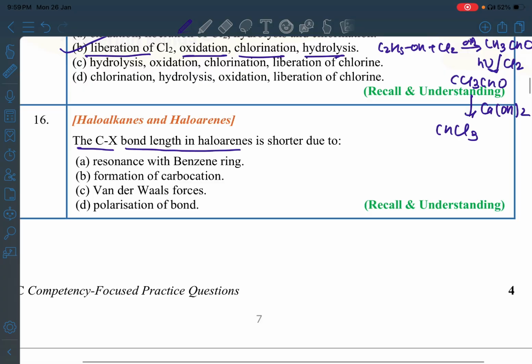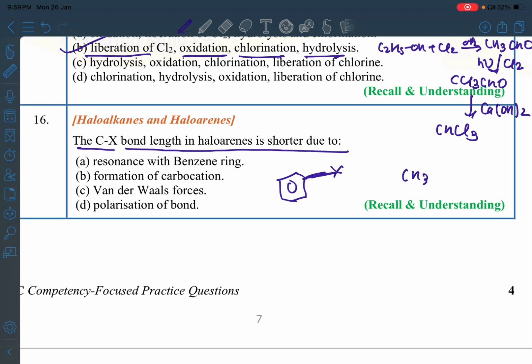The bond length in the haloarenes is shorter. This is the haloarene and this bond length is shorter compared to this one. So this is sp3 carbon and this is sp2 carbon. Sp2 carbon is technically more electronegative. The other reason is that because of resonance this bond length is completely shorter. So there are two reasons, one is sp2 carbon and the other is resonance. Resonance is mentioned here, so we took that option. So due to resonance, the C-X bond length is shorter.